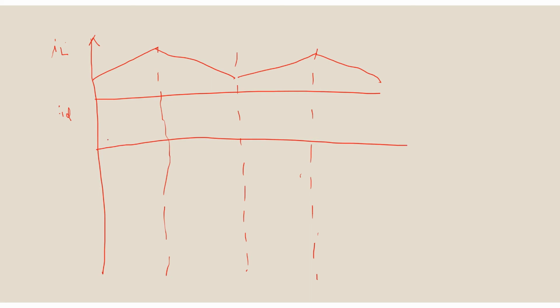Okay, now we want to draw ID. Before we actually draw ID, I would like to redraw the IL again, because IL is a very important waveform. It's a benchmark to ID and also IS. So let's redraw the IL, so then we can easily determine our ID.